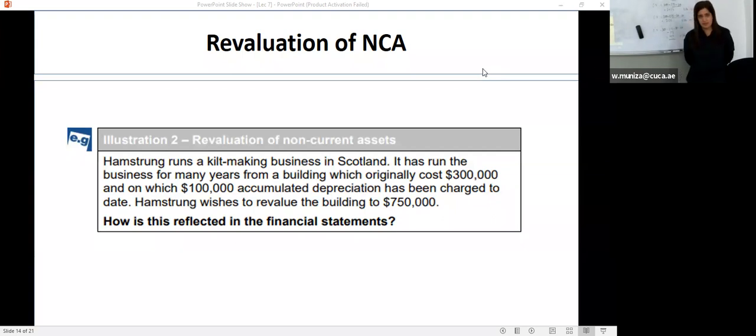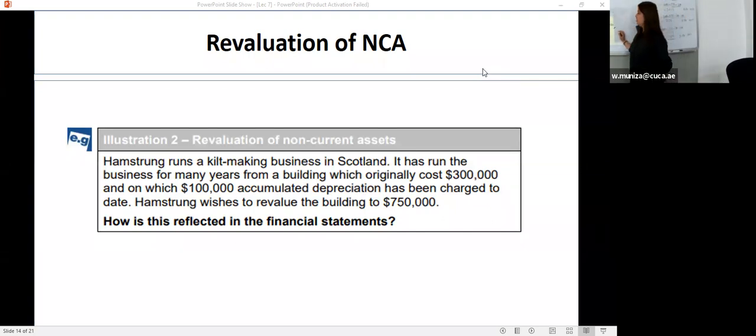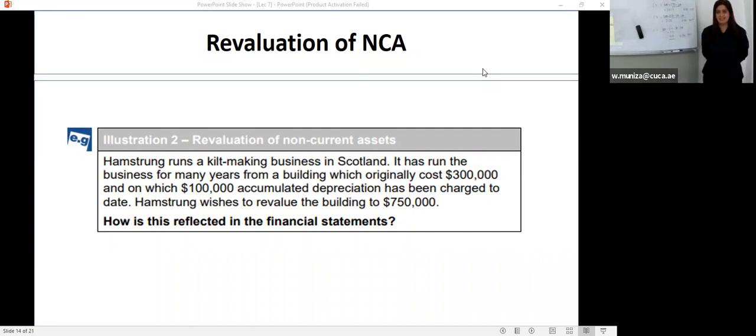Why? This has been the initial cost. The cost has been this one. The revalued amount is 750,000. 5,500,000? How 5,500,000? How can it come?